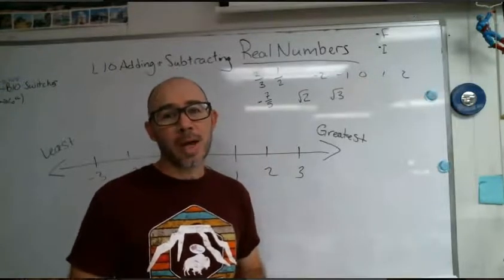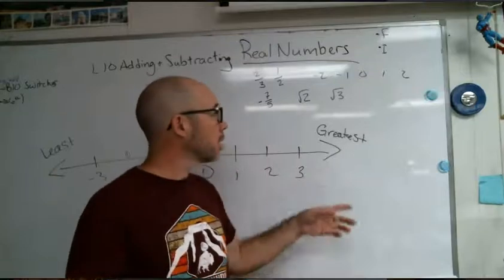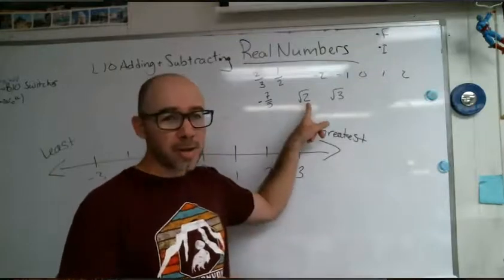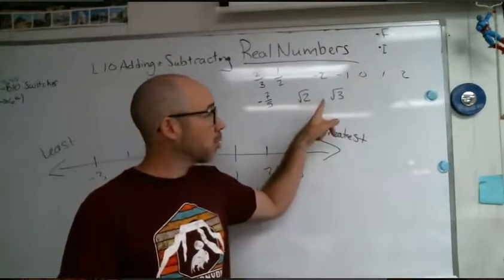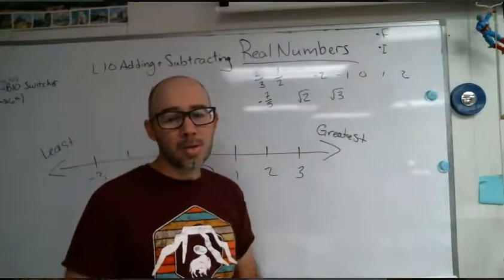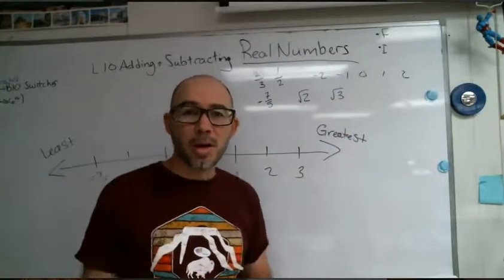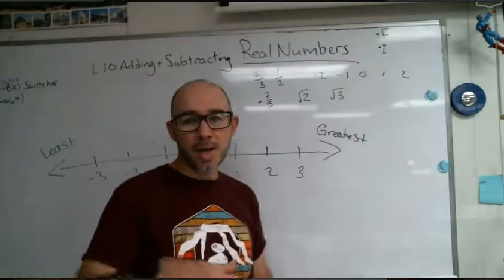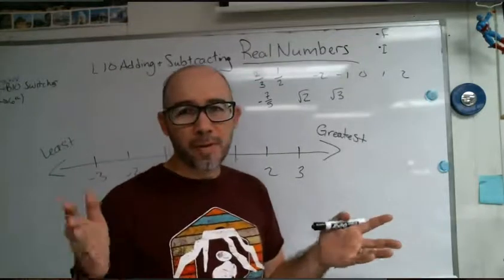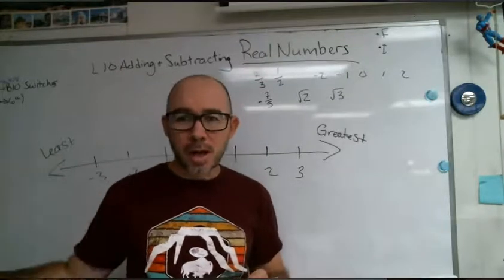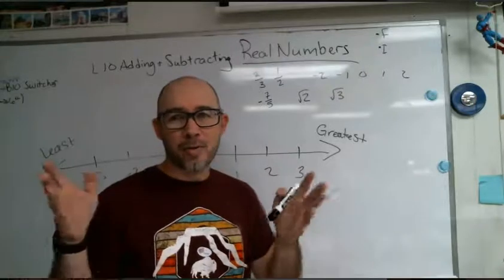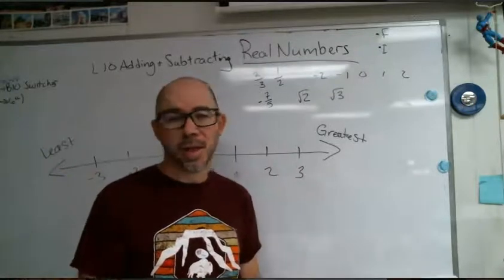And then lastly, we have irrational numbers, numbers that cannot be written as fractions, usually things with square roots, like square root of 2 and square root of 3. If you tried on your calculator to get a number for that, it would just keep going forever. Pi is 3.14, etc. It's really not exactly that.